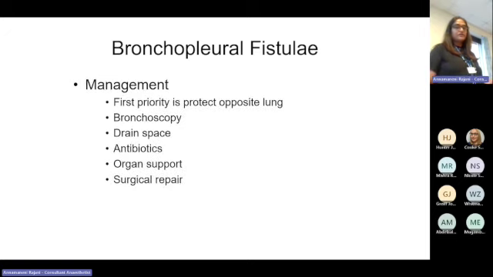Okay. So the management of these bronchopleural fistulas can be tricky because, A, you want to protect the clean lung from soiling, and B, you want to control your ventilation. You want to be able to ventilate and have airway control as soon as possible. So the first priority is to protect the opposite lung. You would want to drain the space and clean the space out. It would need antibiotics, and eventually surgical repair of that fistula as well. So that fistula does need to be repaired. If it has been sitting in an infected space, it's not going to self-heal.